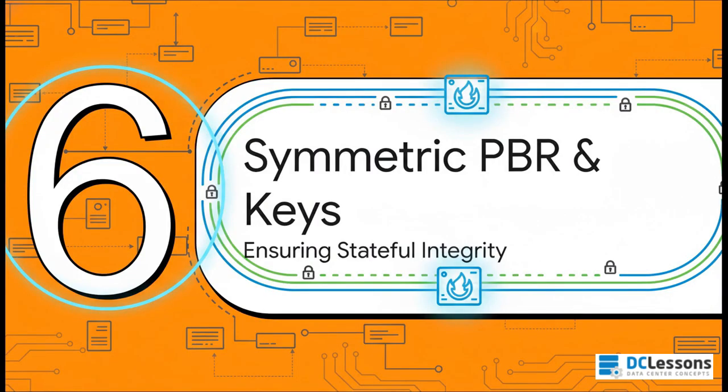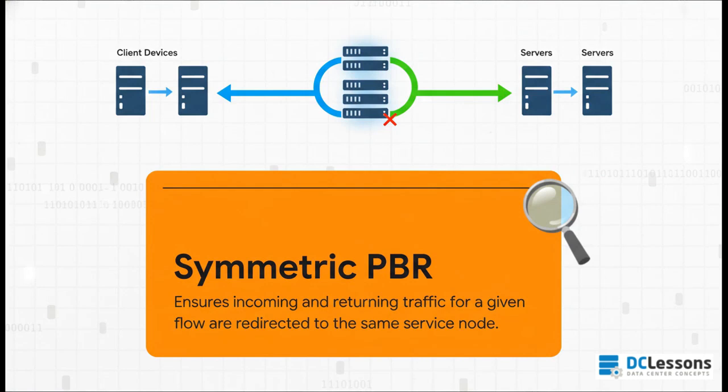All right, let's wrap this up by talking about a concept that is absolutely critical for any real-world deployment, especially when you're dealing with stateful devices like firewalls. We have to make sure that once a conversation starts, all the packets for that conversation follow the exact same path. And that's exactly what symmetric PBR is all about. Imagine you have a cluster of active firewalls. You have to guarantee that the return traffic from a server goes back through the exact same firewall that the client request came through. Why? Because if it doesn't, that firewall won't know anything about the session and will just drop the traffic.